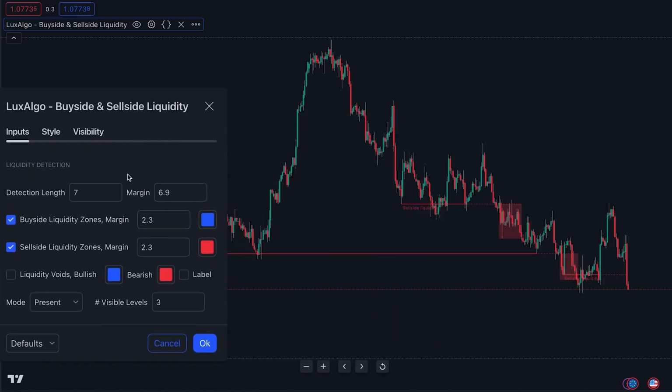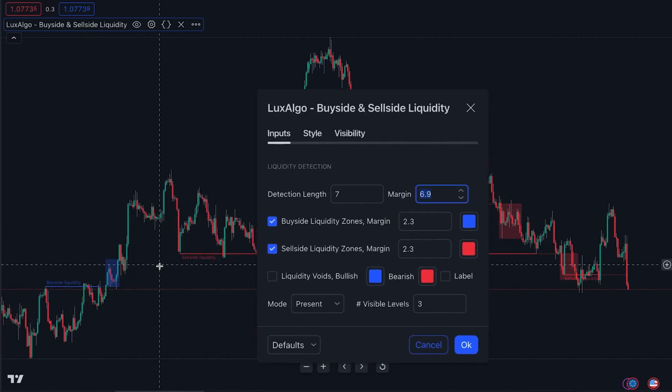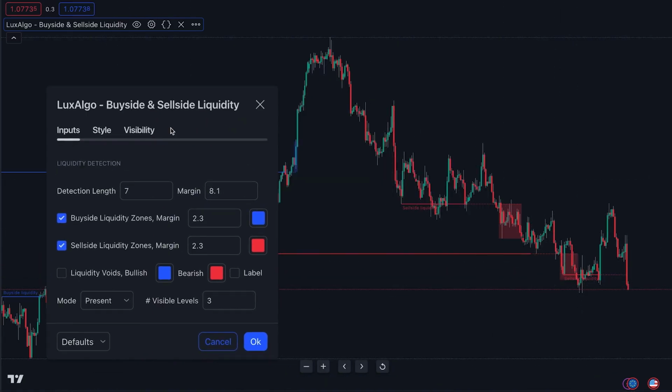Next, we have an option for the margins of the zones. You can think of this as a way to control how far the price has to go before it stops drawing these zones. So if I increase this value, you will see that the price now goes a lot lower while still drawing it as a sell-side liquidity zone.